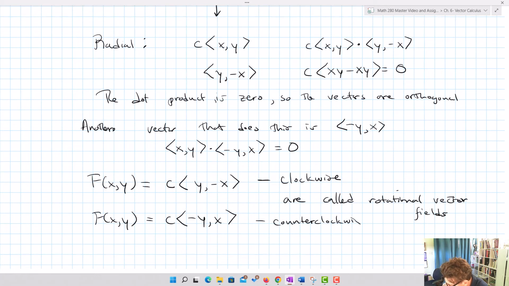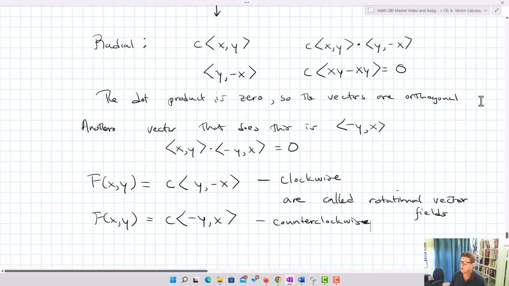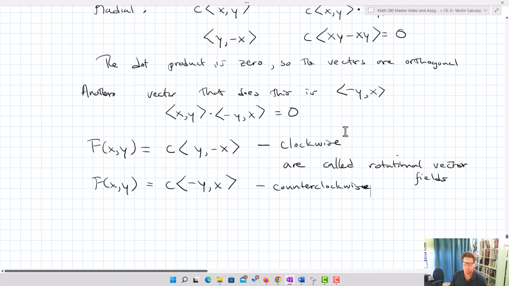So these are some handy ways to think about vector fields. They help us to sketch them, to think about what happens with them, and to categorize and generalize them, right? So let's consider something like this.